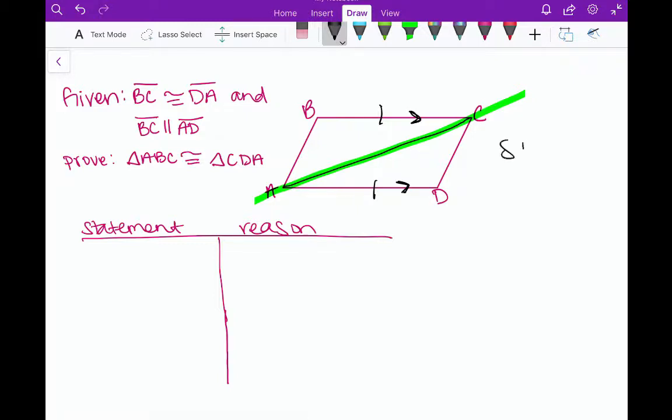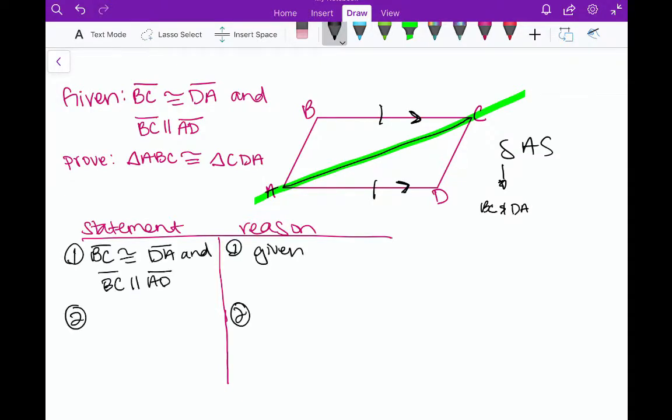So if I'm trying to prove this by side angle side, I need two sides congruent, and I also need the included angle. I already have one side, and that's BC and DA. I need an angle, and I need another side. Let me go ahead and write my given. So my given gives me the first side. So like I said, I need an angle and a side. So when looking at this picture, I see if we're trying to prove that ABC is congruent to CDA, I notice that both of those triangles have a C and an A, as you can see here. And so we see that that side is shared.